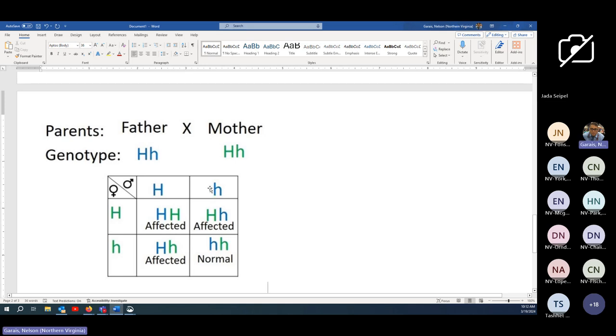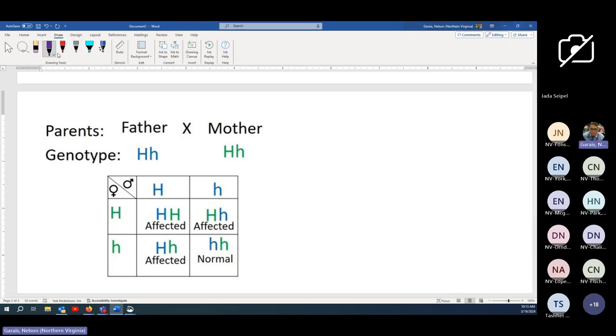So what's the first thing I could ask? What is the genotype of dad? And genotype means the letters. So dad is heterozygous. What is the genotype of mom? Also heterozygous. Now, what is the phenotype of dad? So I got to look at the kids. Capital H, lowercase h. That means dad has Huntington's. So let me draw an arrow here. And then what's the phenotype of dad? He has Huntington's.